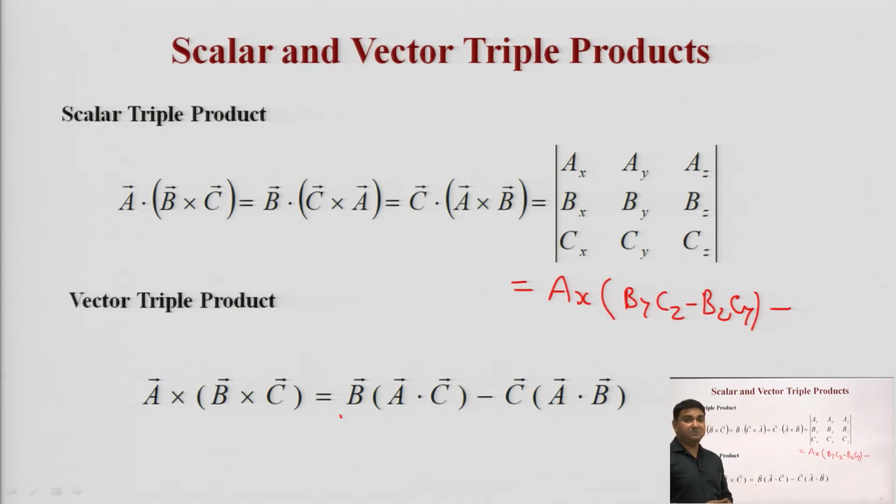So, it is a very basic thing that the scalar triple product is always a scalar quantity, but the result of the vector triple product is always a vector quantity. Okay.